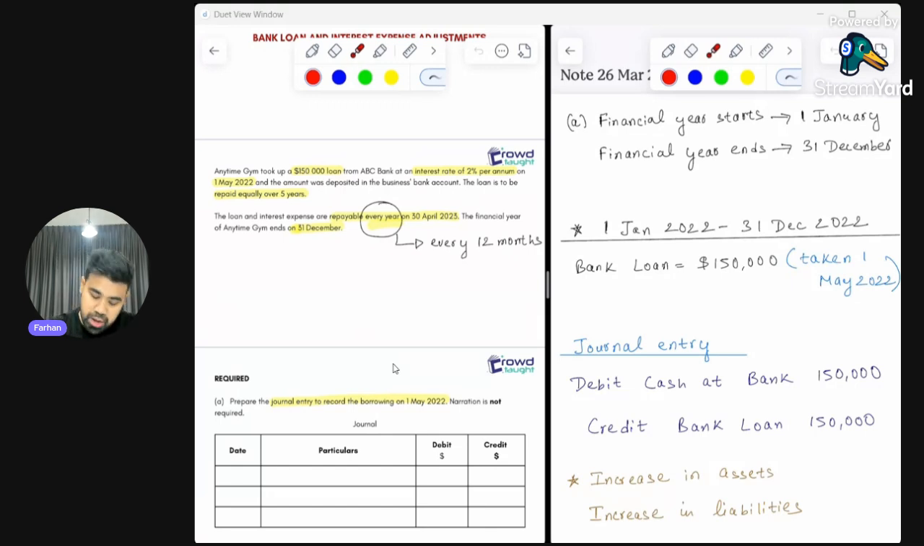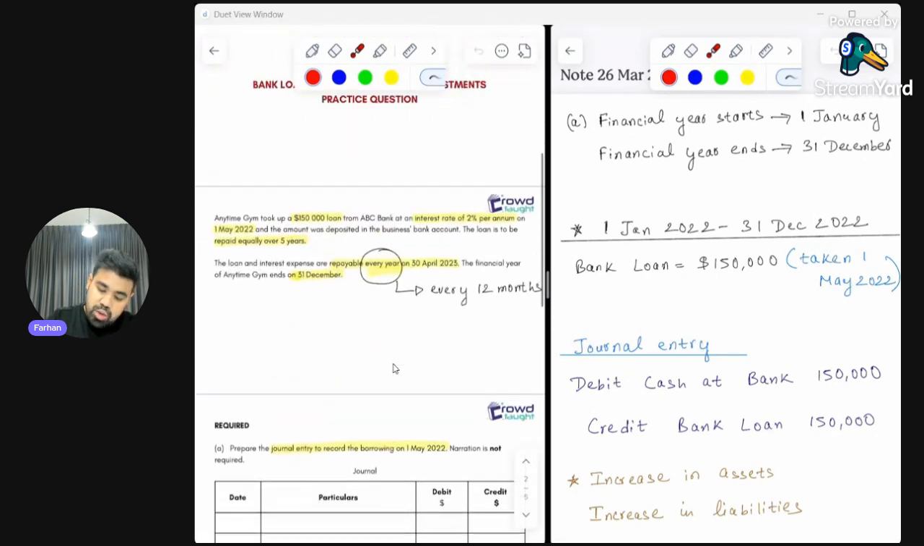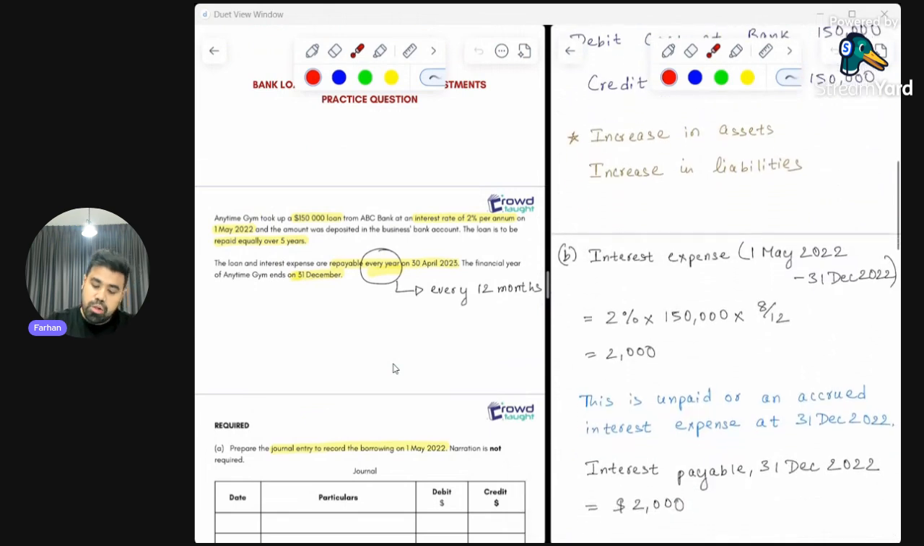All right. Now, let's look into the second part of the question. Calculate the interest expense and interest expense payable for each of the 2 years ended 31 December 2022 and 2023. All right. So let's see what's going on. First of all, we want to calculate the interest expense in the year 2022. And in the year 2022, the loan was taken on 1 May 2022, right?